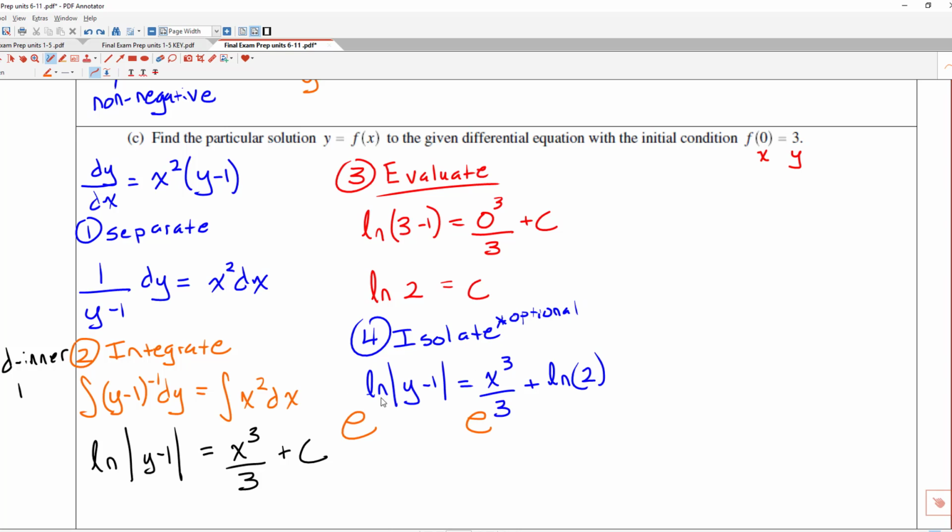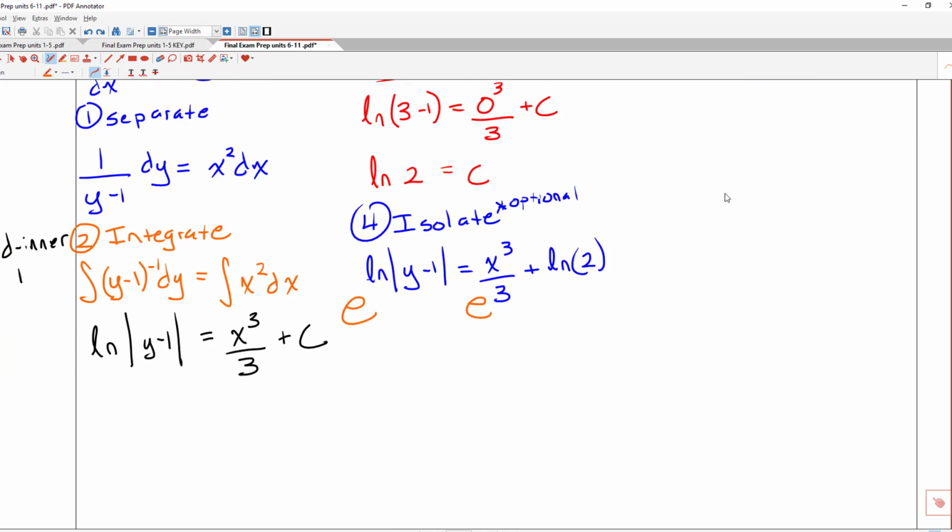When we do that, the e and the natural log cancel out, and our new line down here is going to say, e to the natural log is crossed off, right? So I just have the absolute value of y minus 1 is equal to, okay, this is still e to the power of x to the power of 3 divided by 3 plus, I was thinking of doing times to skip a step. Let's just go ahead and leave it as plus natural log of 2 in the exponent here.